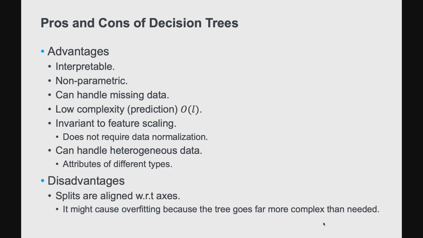The disadvantages I mentioned already, that the splits are aligned with regard to these axes. So I always do a split of my data like this. I cannot have a split that would work like this, which I would sometimes like to have. And I might cause overfitting. So decision trees tend to overfit, especially if I don't care very much about regularization.